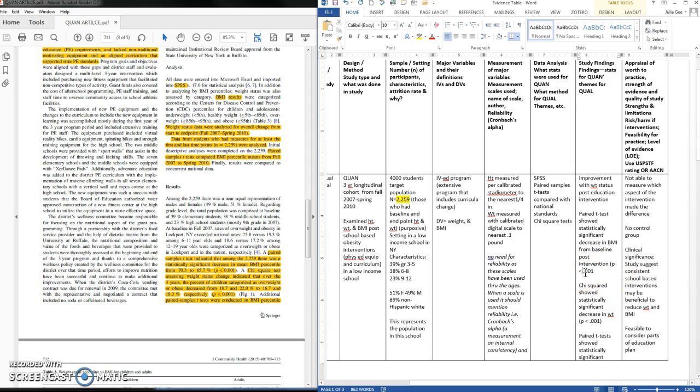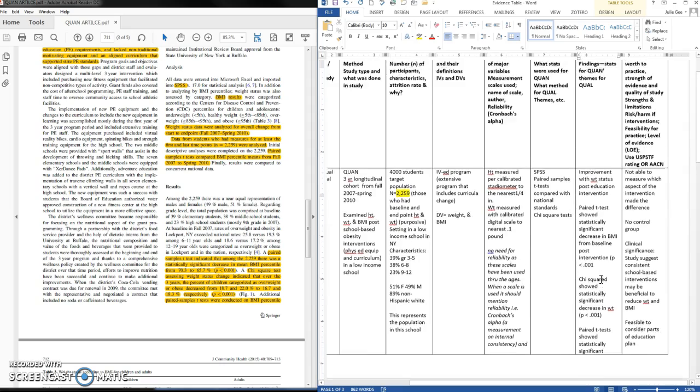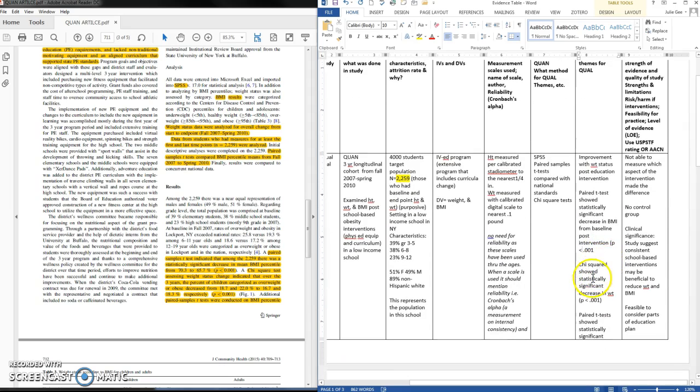Your article has a 0 right here. With APA, do not put a 0. It's just .001 or whatever, okay? There's no 0 before the decimal. Okay, so our next results were the chi-squared showed a statistically significant decrease in weight after the educational program.